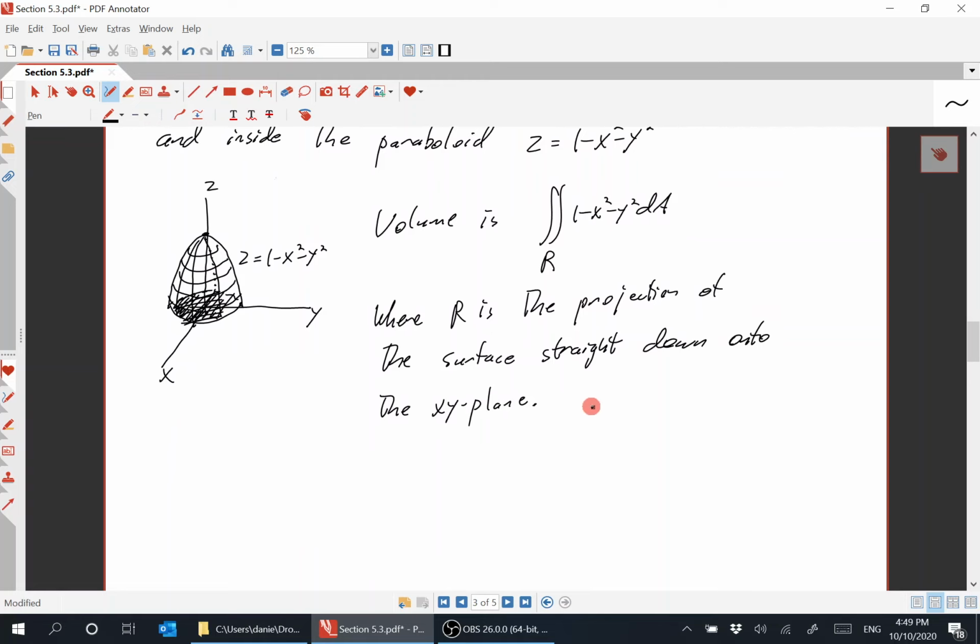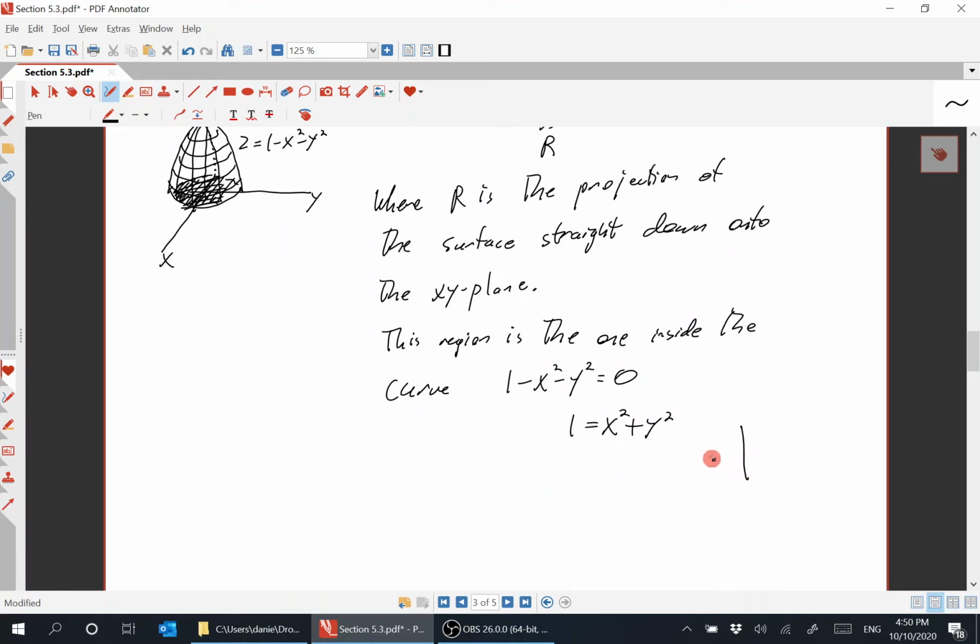So this region is the one inside the curve 1 minus x squared minus y squared equals z, with z equal to 0. It's the level curve with the xy plane, which gives 1 equals x squared plus y squared, which is the unit circle, the circle of radius 1. So that's R.